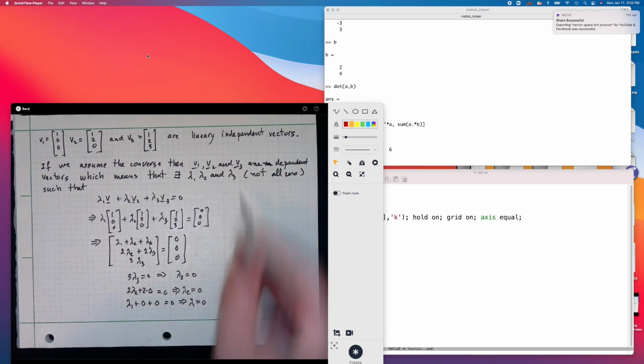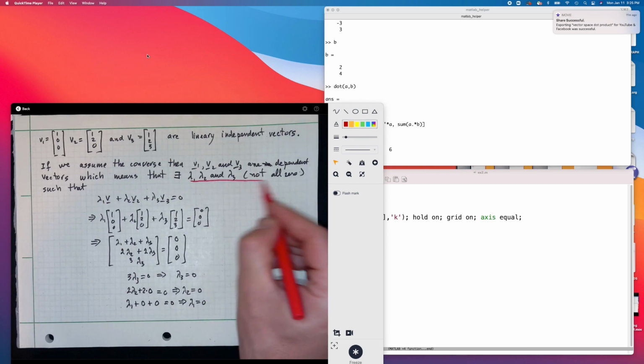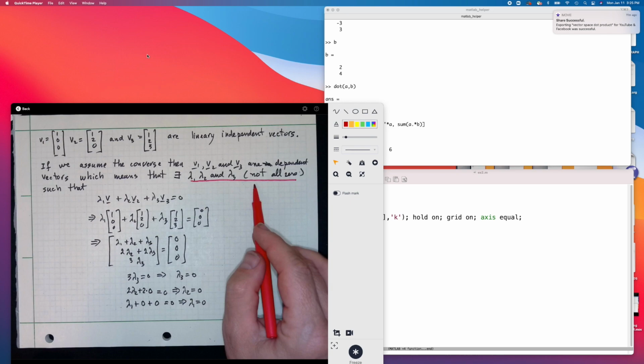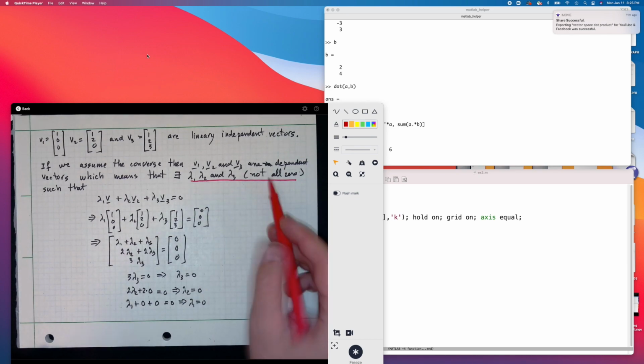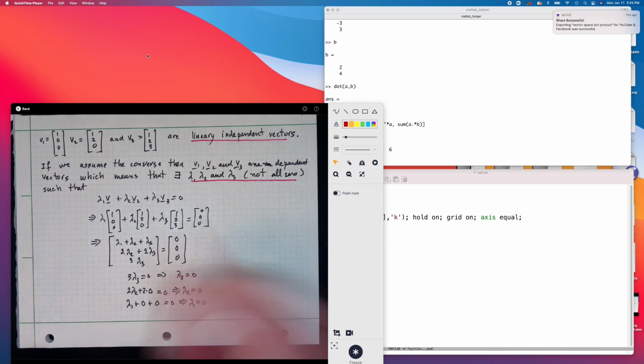And therefore this contradicts the assumption of linear dependence. And so they cannot be linearly dependent, and therefore they are linearly independent. So this would be an example.